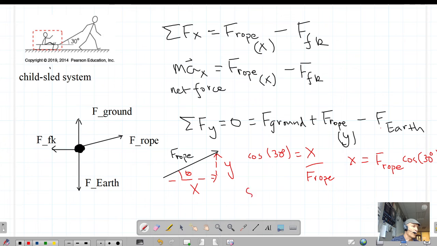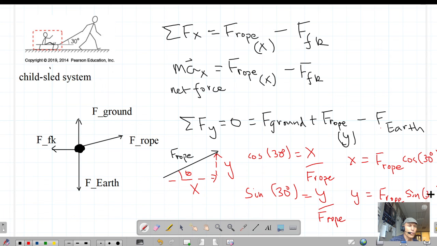And then we could do the same thing for Y. Sine of 30 degrees equals Y over force of rope. And then Y equals force of rope multiplied by the sine of 30 degrees. So that would be the way to set up all of the equations that you might need to solve a problem like this. Sorry, I'm looking at my screen. My handwriting is a little messy. Let me clean this up. There are many places it's messy, but that does not look like a 30 degrees.